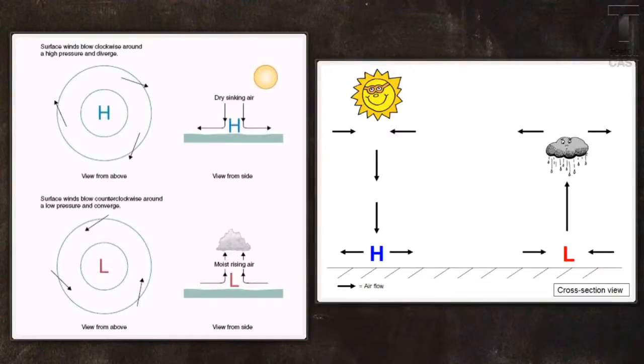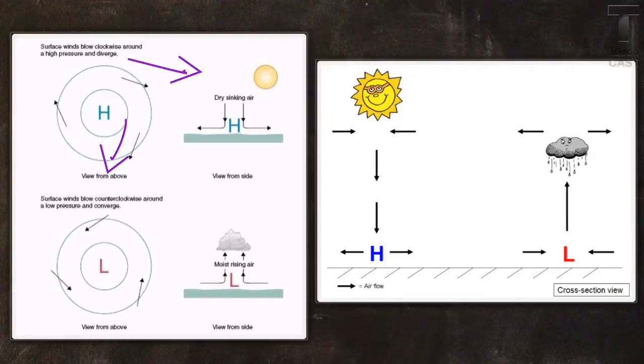Here are some diagrams about high pressure and low pressure systems. You can see on the left, the high pressure wind blows clockwise around a high pressure, and then the air diverges, is moving away. You can see the arrows there moving away from it. If you look at the view from the side, you can see that the dry air sinks and goes down towards the land and then spreads out.